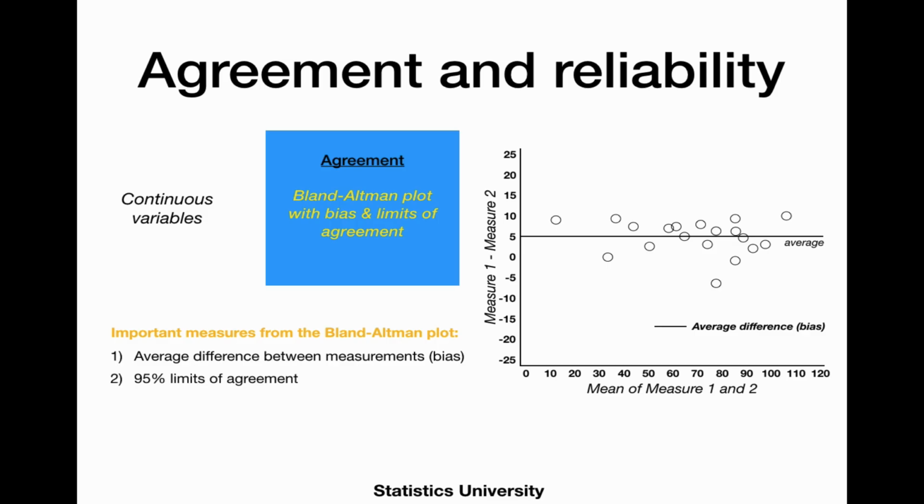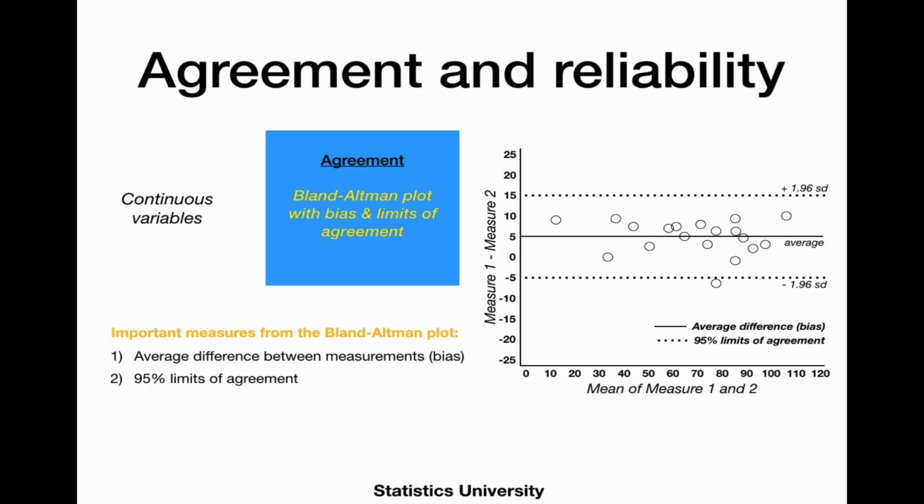And then the second thing to look at are the 95% limits of agreement, which are plotted at minus 1.96 times the standard deviation and plus 1.96 times the standard deviation from the average. And what you need to do here with the 95% limits of agreement is look at how wide they are. In this example, they range from -5 to 15. So although our best estimate of the difference between measurement 1 and 2 from this sample is +5, a plausible explanation of the difference in the population can actually be found at all values between -5 and 15.